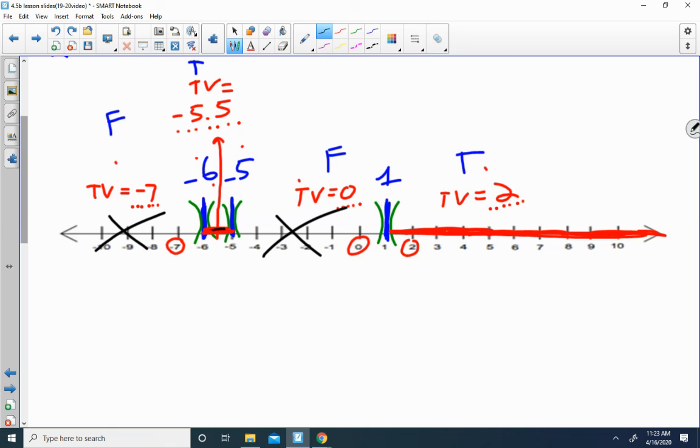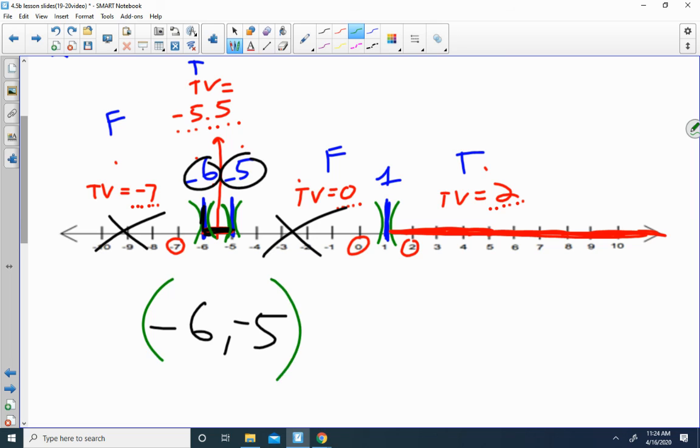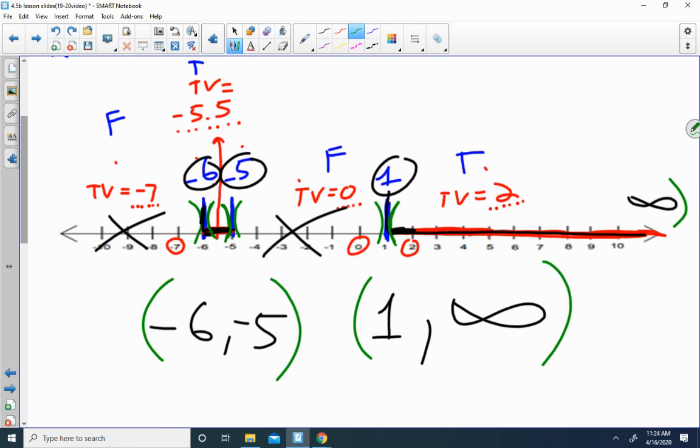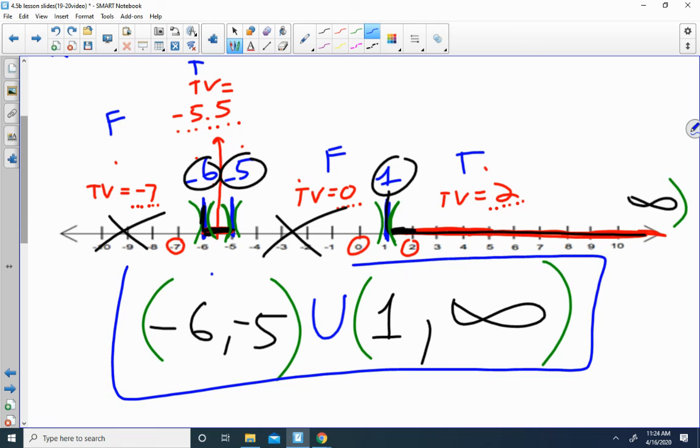For our first answer interval, we shaded everything between -6 and -5. So (-6, -5), and both of them had open parentheses. Our second interval started at the border of 1 and shaded all the way to infinity. So (1, infinity), open parenthesis at 1, and infinity is always open. So there you have your two intervals. Union, because you got two answers. You got to do the union, meaning this or that. And there you go.